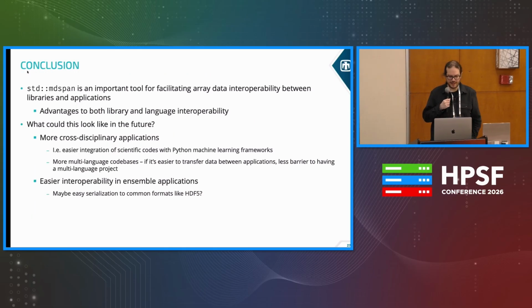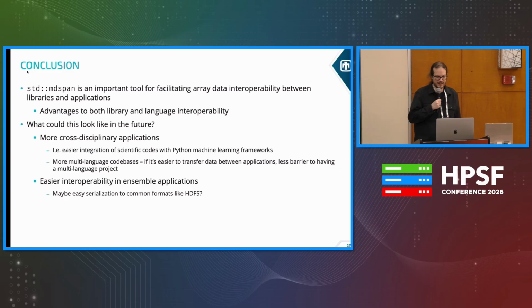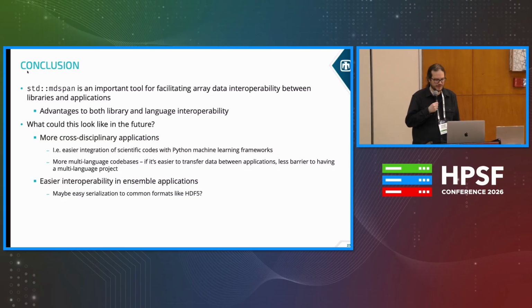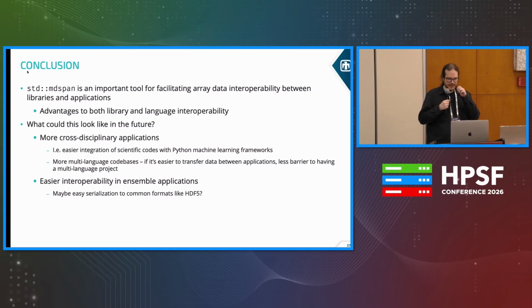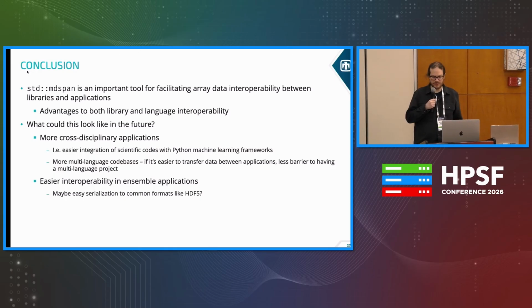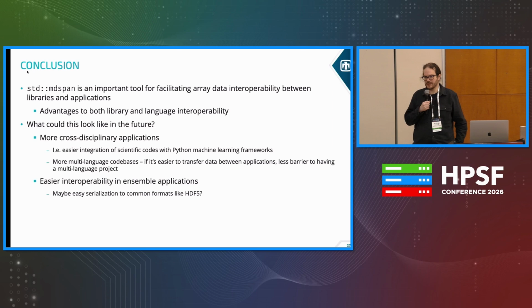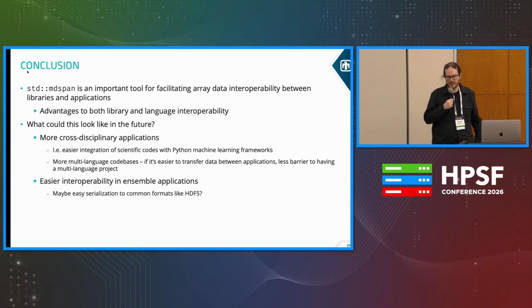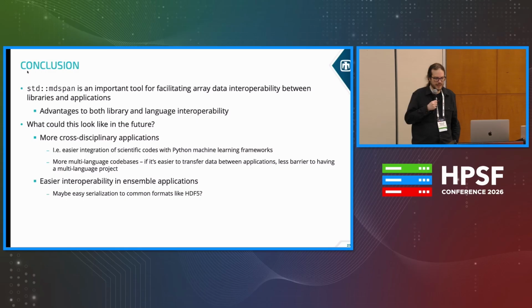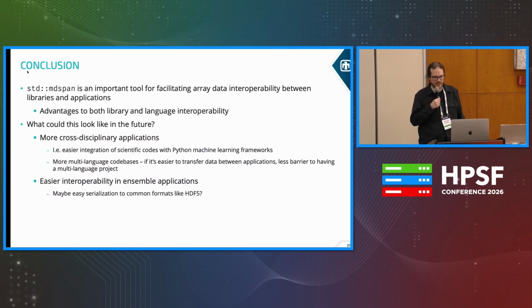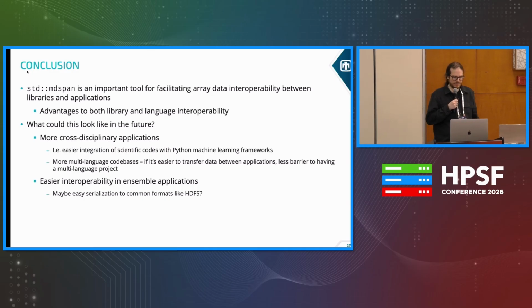All right. So I hope from this talk that you got the idea that mdspan is a very important tool for facilitating array data interoperability between libraries and languages. I also want to close with some remarks on what this could imply for the future. I think this can push towards more cross-disciplinary applications. If it's much easier to communicate array data with something like PyTorch, you could have closer integration between scientific codes and Python machine learning frameworks.